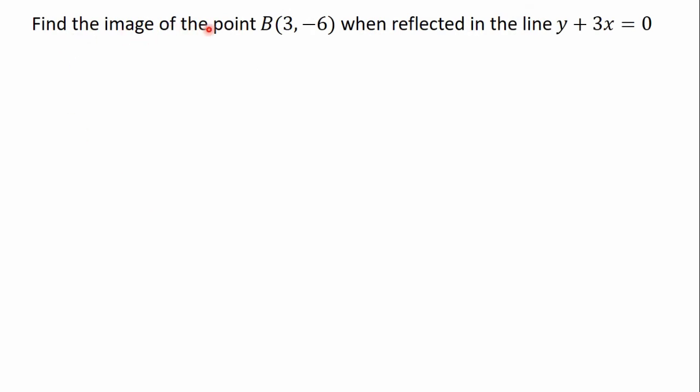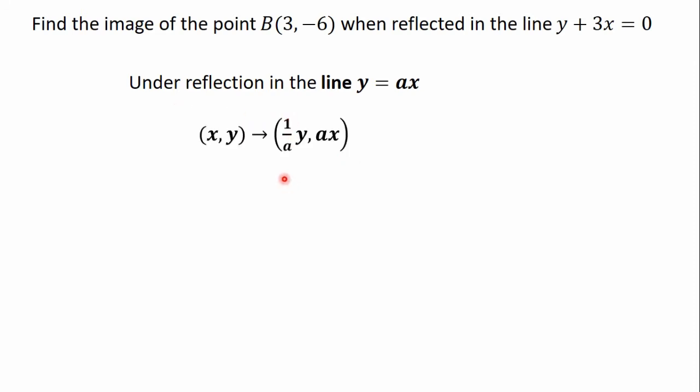Find the image of the point B with coordinates (3, -6) when reflected in the line y plus 3x is equal to 0. From the previous video, we learned that when we reflect a point in the line y is equal to ax, the rule of the transformation is (x, y) maps to (1 divided by a times y) as the x coordinate, then ax as the y coordinate.